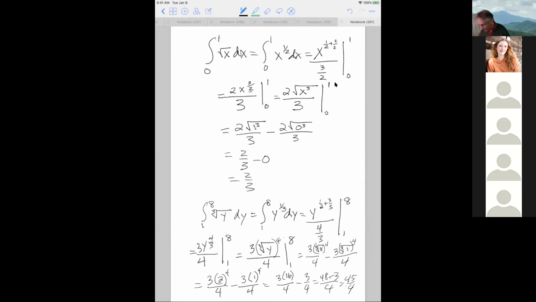And on the calculator, what did that turn out to be? 4 goes into 45 how many times, 11 times, with 1/4 left over? So I got 11 and 1/4, which is equal to 11.25. Let's do it on the calculator and verify we get that, 11.25.